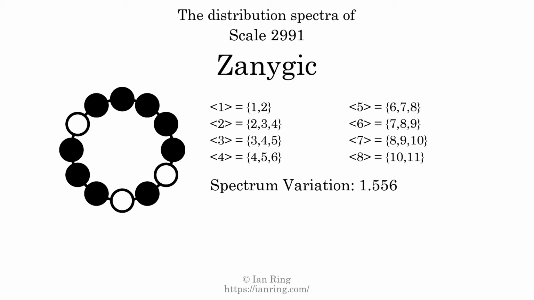The spectrum variation is the sum of all the widths, divided by the number of tones. The spectrum variation of this scale is 1.556. Since the variation is greater than 0, this indicates that the scale is not perfectly even. The highest spectrum width is 2. Since this is greater than 1, we know that this scale is not maximally even.